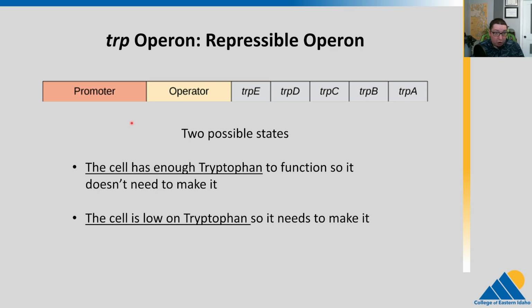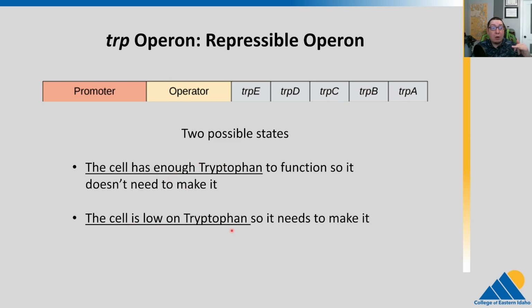Okay, so here are the 2 possible states the cell could be in. And you might notice this looks kind of like logic and programming. It's very much a basic, simple kind of computer program, essentially. It's an algorithm. So we have 2 possible states. The cell has enough tryptophan to function, so it doesn't need to make more, right? If you have enough tryptophan, use the tryptophan you have, don't make more. The other possible state is the cell is low on tryptophan, so it needs to make more. Then we want to turn these genes on, right? So in this case, we don't want these genes on. In this case, we do want the genes on.